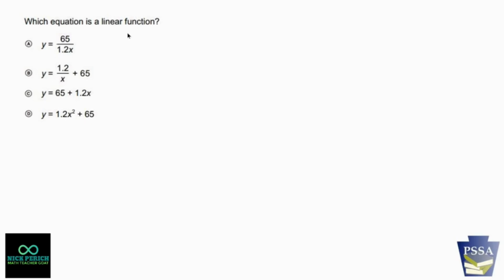Which equation is a linear function? A linear function is something in slope-intercept form, which is y equals mx plus b. M can be any number. B can be any number. What's important is y is y and x is x.